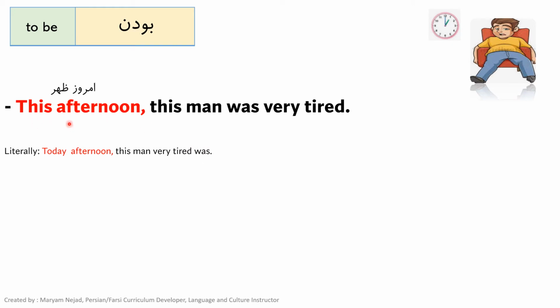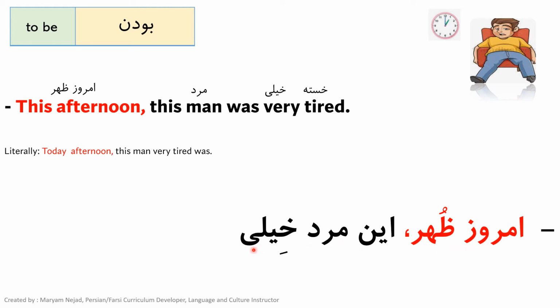So this afternoon is امروز ظهر. So today afternoon. And then man is مرد. Very is خیلی. Tired is خسته. So we are going to start the sentence with the time adverb امروز ظهر: امروز ظهر این مرد خیلی خسته بود. One more time. امروز ظهر این مرد خیلی خسته بود.